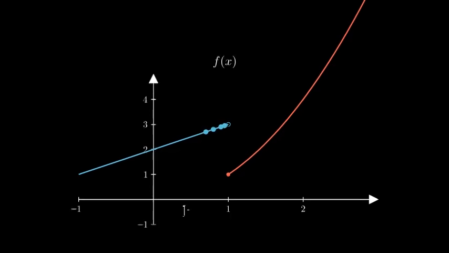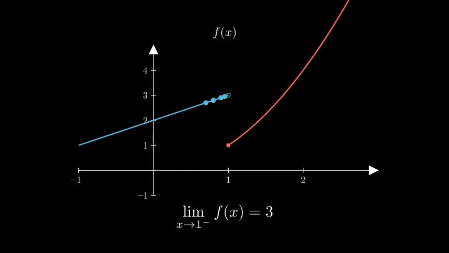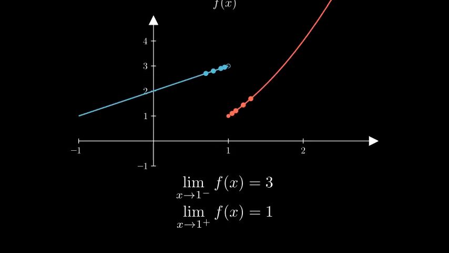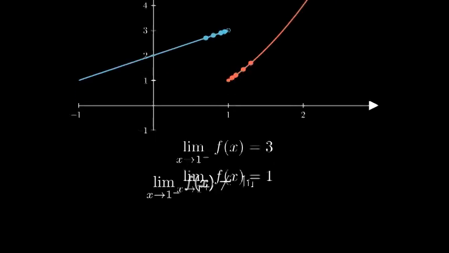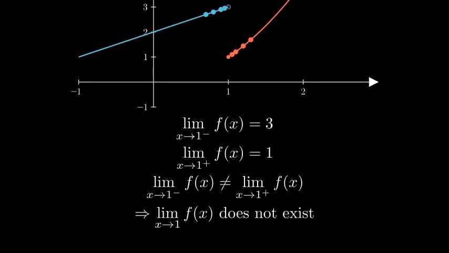From the left side, as x approaches 1, f of x approaches 1 plus 2, which is 3. From the right side, as x approaches 1, f of x approaches 1 squared, which is 1. Since the left and right limits are different, 3 versus 1, the two-sided limit at x equals 1 does not exist.